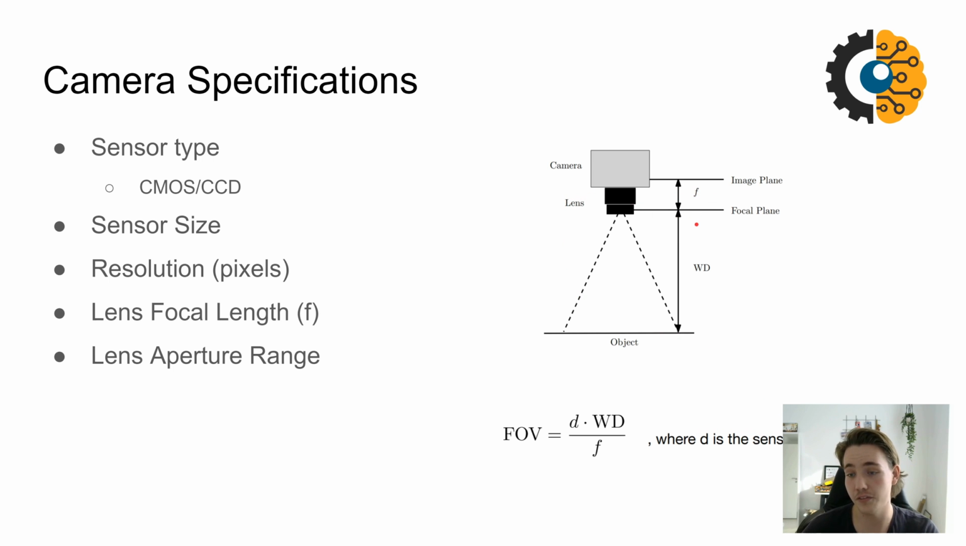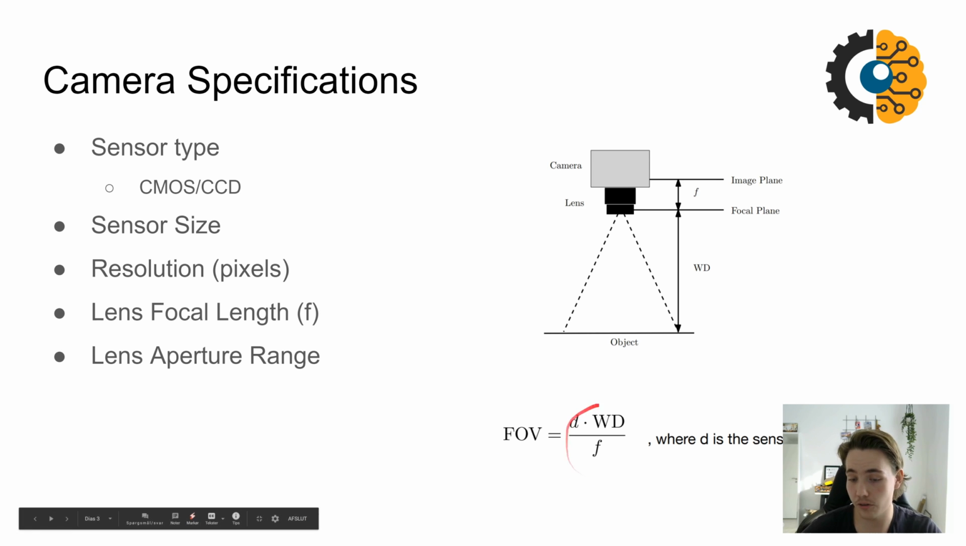The focal length is the length from the focal plane to the image plane, where our image is actually getting projected, what we see through a lens. And we can also have this working distance, WD, which is the length from the focal plane to the object that we see with our camera. From that, we can calculate the field of view with the sensor size, multiplied by the distance from the focal plane to the object, and then we divide that by the focal length. So if you want to calculate the field of view, you can use this formula, or if you want to calculate one of the other variables, you can also solve for that if you already know the field of view and some of the other parameters.